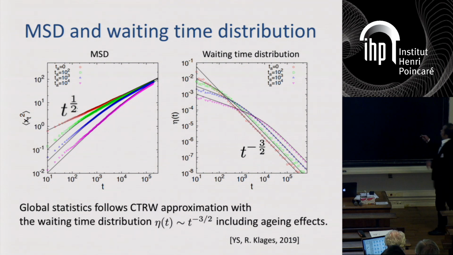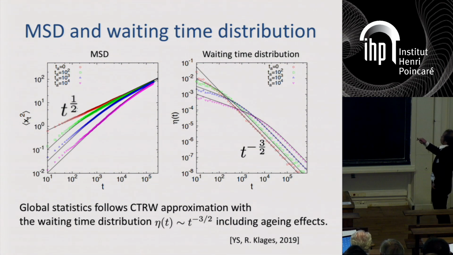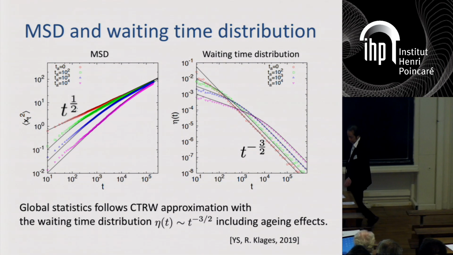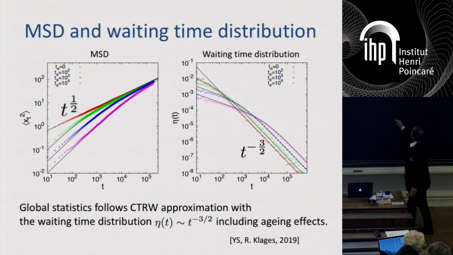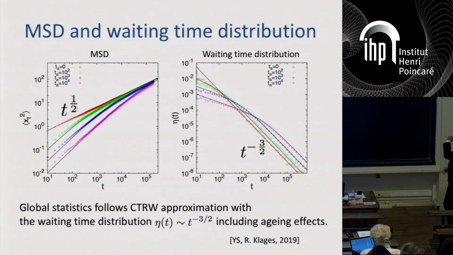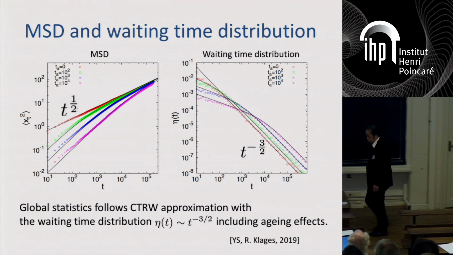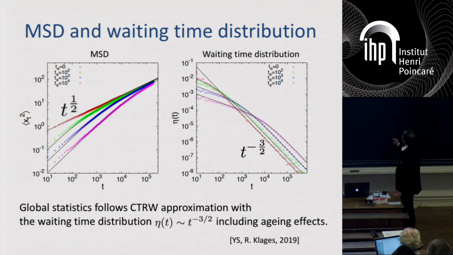And then we observe this. This is numerical observation, and an approximation as a continuous time random walk theory to analyze the aging effect in this MSD and the waiting time distribution. The exponent for the MSD is 1/2, and for the waiting time distribution it's minus 3/2. And the dots are numerical computations, and the line is the theoretical prediction by the CTRW approximation. So it's very good agreement for these two systems.